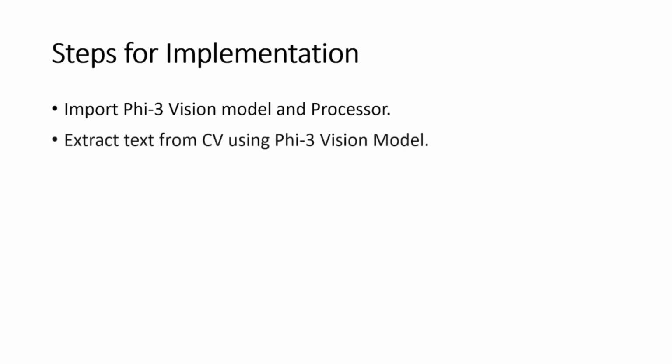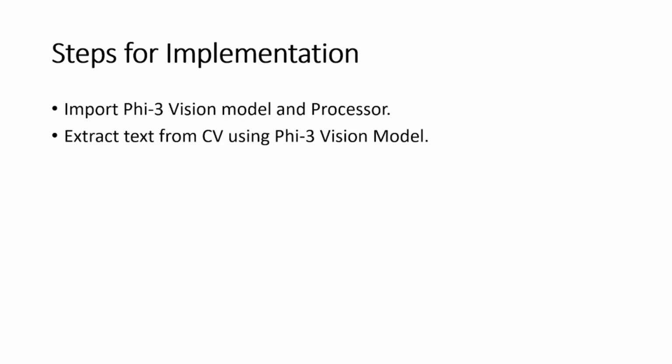So this is the whole use case that we are going to implement in this video. Let's see the different steps that we are going to follow in this tutorial. In the first step, we are going to import the Phi-3 vision model and the corresponding processor. We will import this Phi-3 vision model directly from Hugging Face. We will then utilize it to extract the text from this resume or CV, like name, email, phone number, skills, work experience, and all those things.